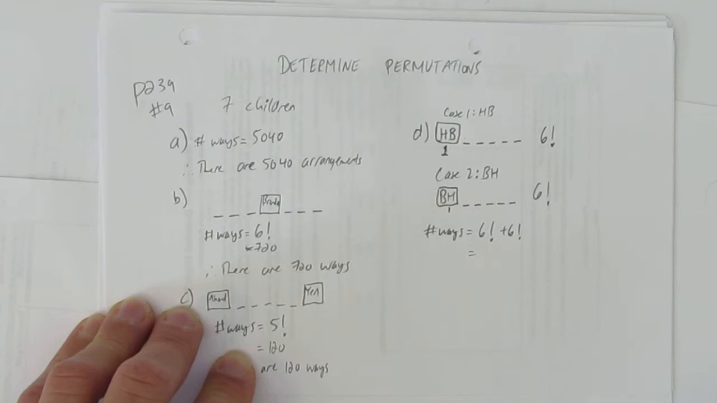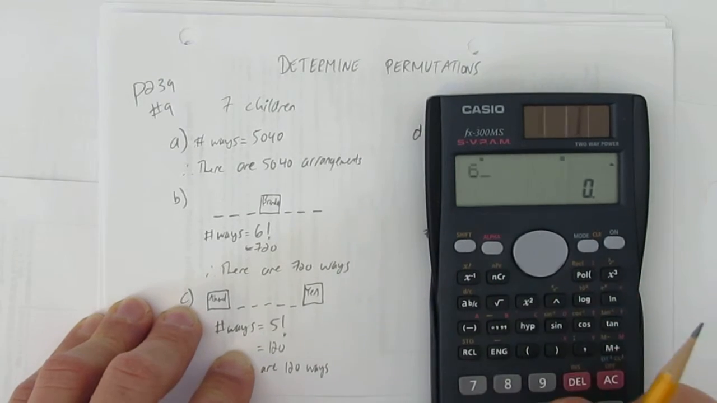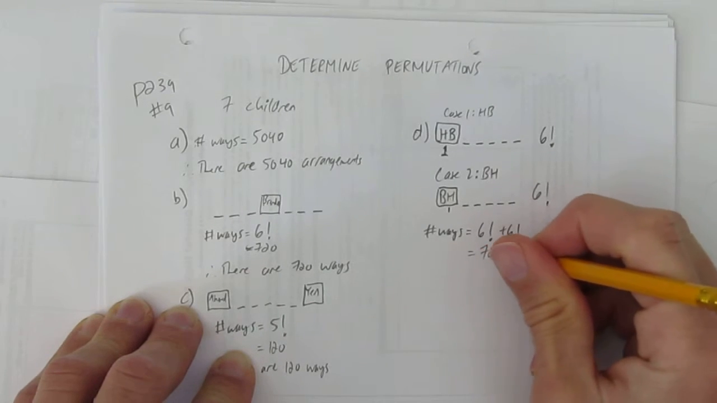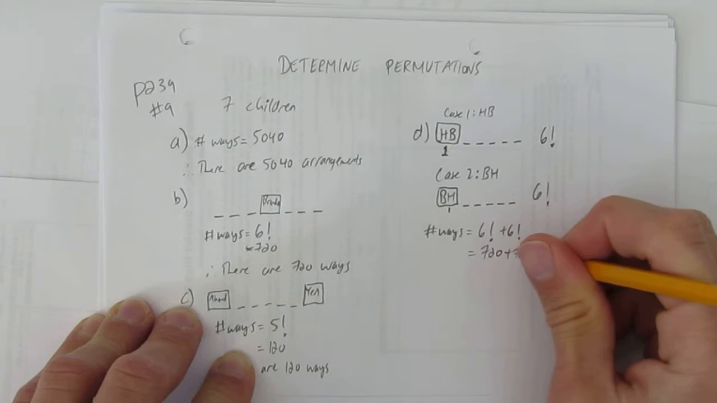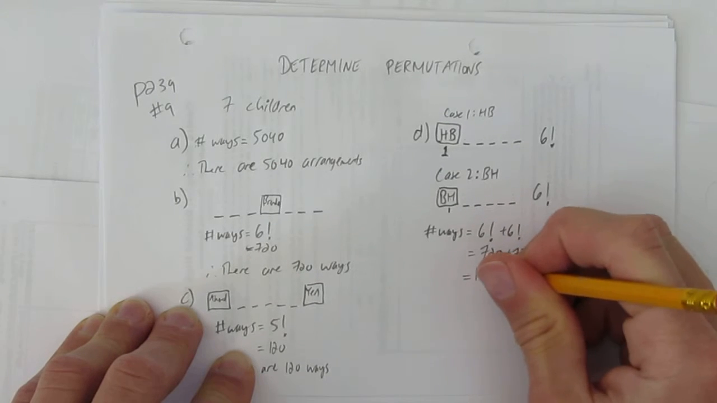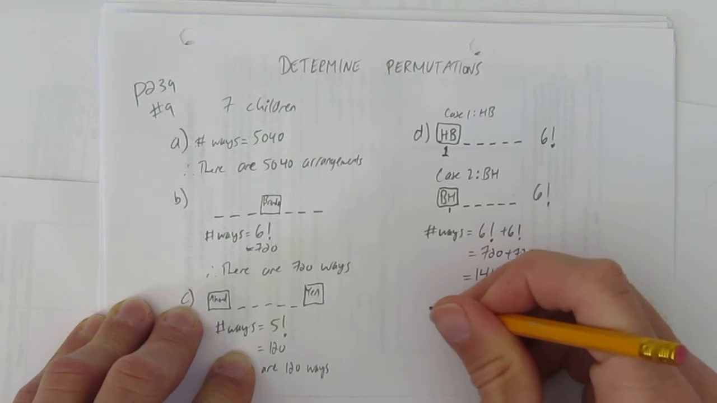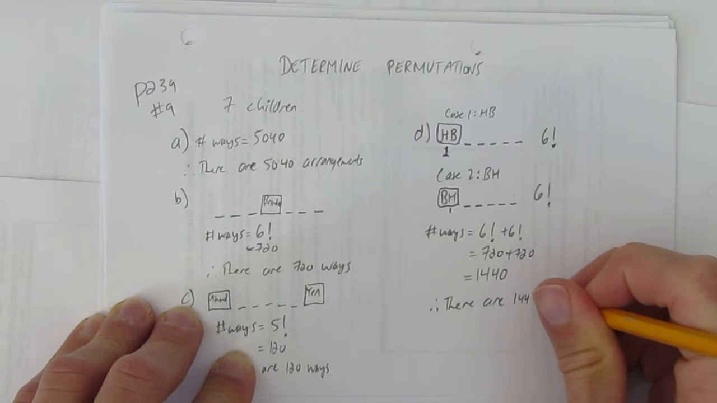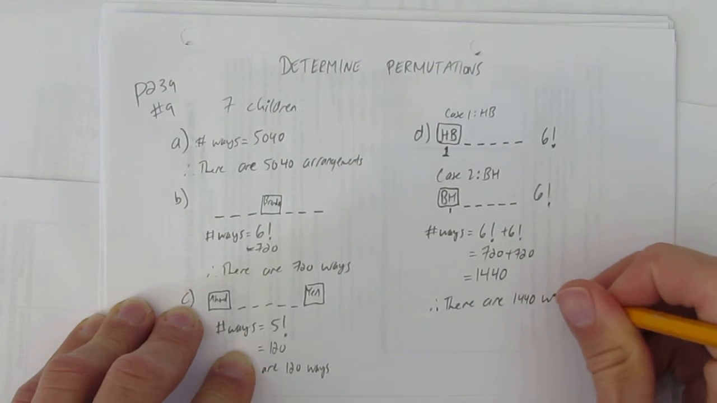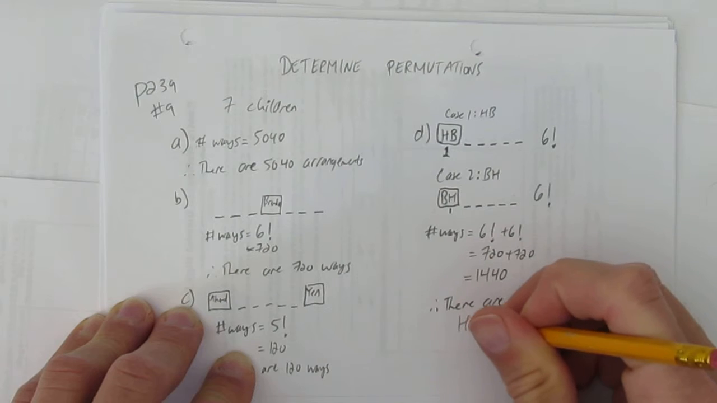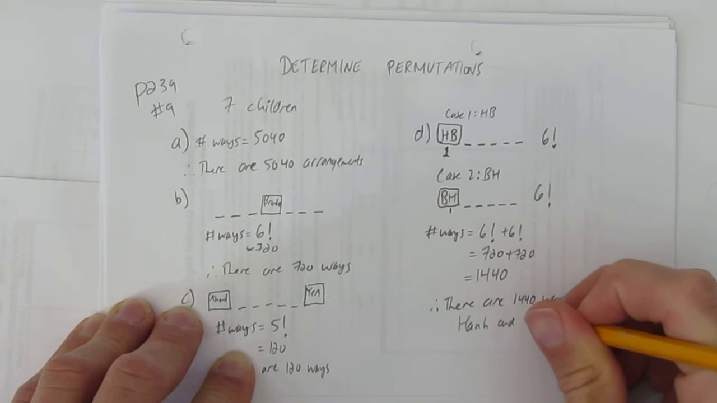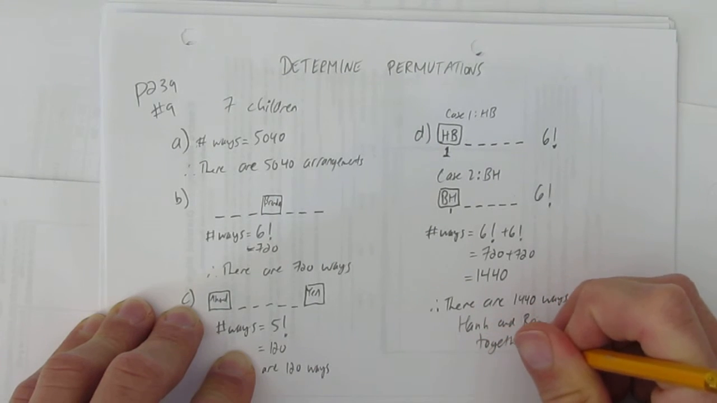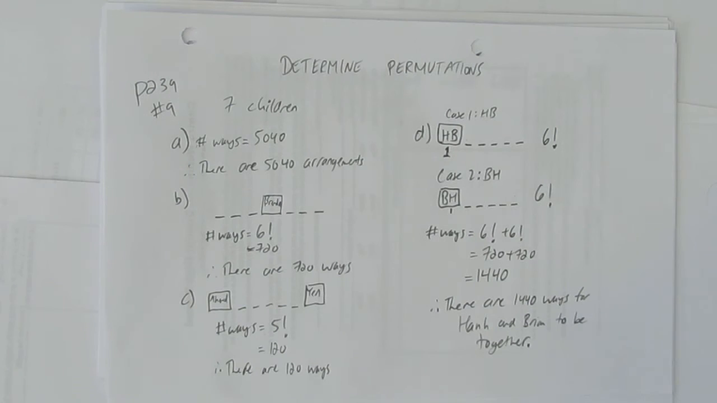Get my trusty calculator out. What's 6 factorial? 720. So you have 720 ways plus another 720 ways, and you can use your calculator or add it in your head. That's 1,440 ways. Therefore, there are 1,440 ways for Han and Brian to be together. And that's a few examples of how to determine permutations.